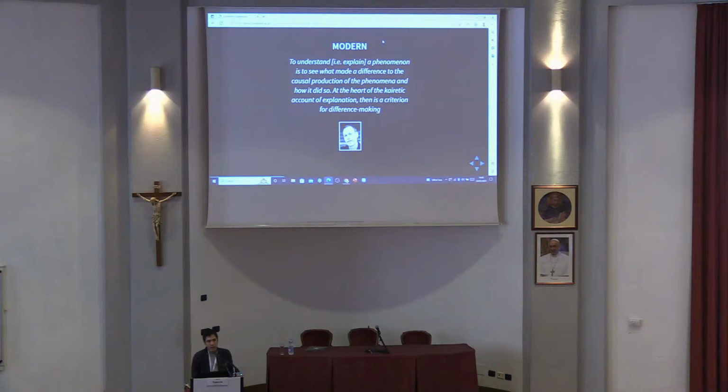There's a more modern account of explanation, which also builds truth in as a necessary condition of explanation. And this is developed by Michael Strevens. There's a picture of him here at the bottom of the slide. And the idea, according to Strevens, is that to understand or to explain a phenomenon is to see what made a difference to its causal production and how it did so.